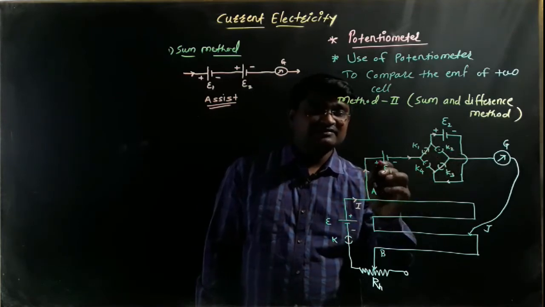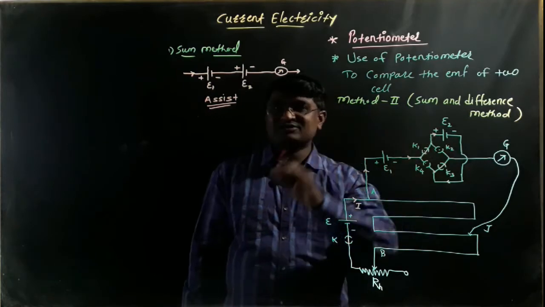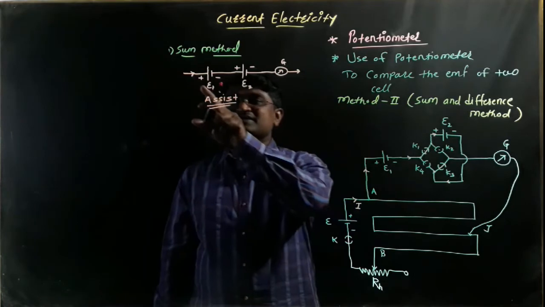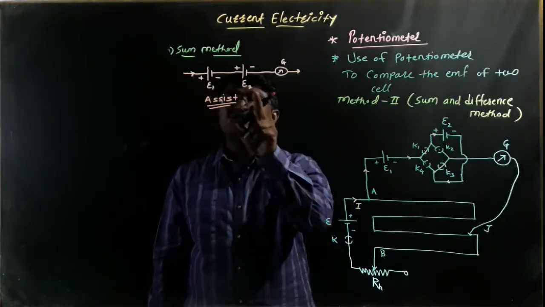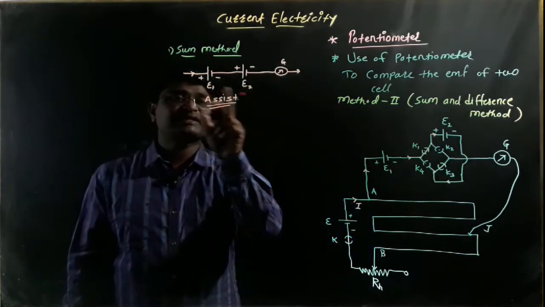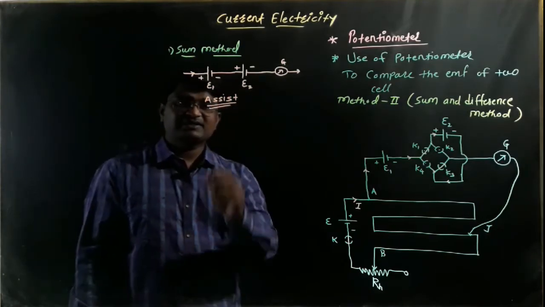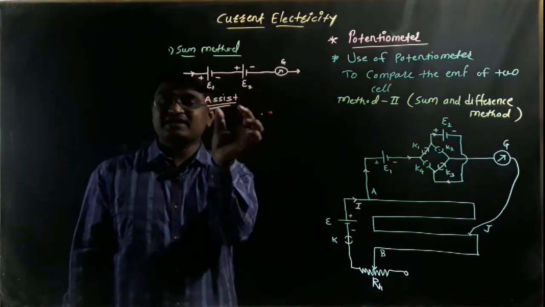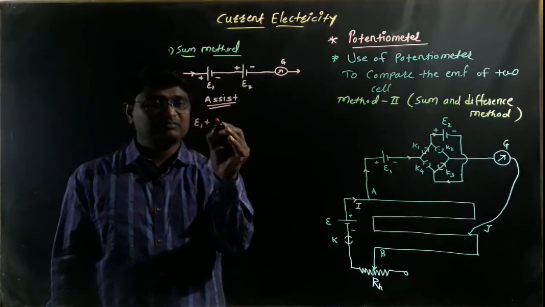So it means that cell epsilon 1 and cell epsilon 2 are added together. Their potentials are added, because these cells assist each other. Assist means the direction of electric current passing between the two cells is exactly the same. So these two cells having EMF epsilon 1 and epsilon 2 are adding together. This method is called the sum method, because here the electric current moves in the same direction, they assist together. So their potential is denoted by epsilon 1 plus epsilon 2.